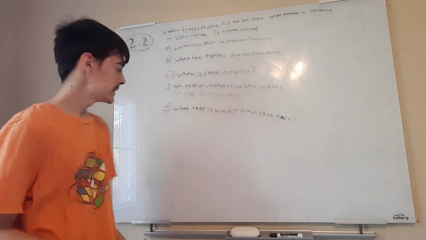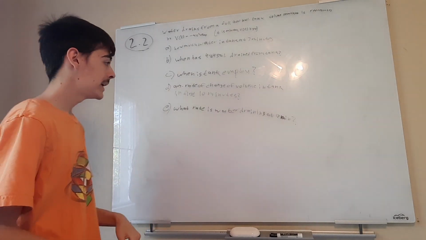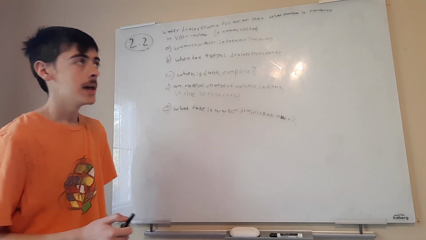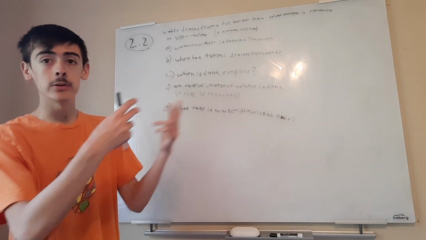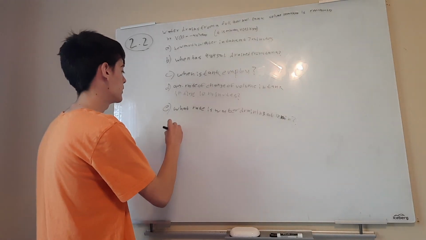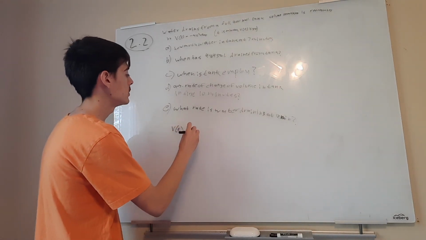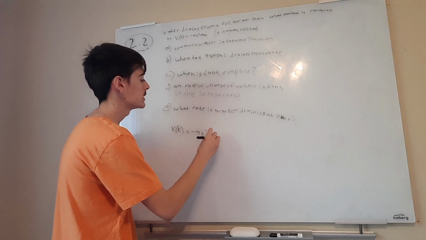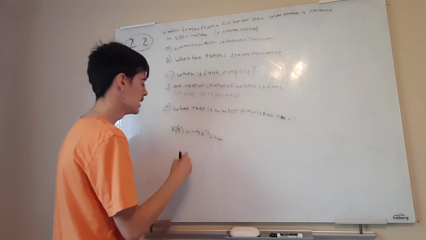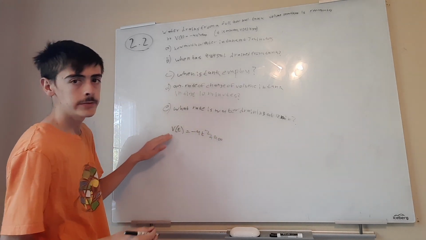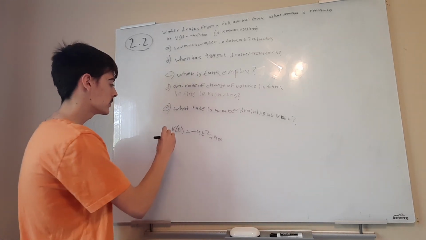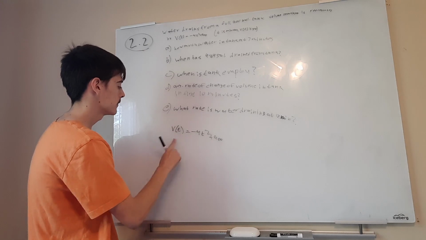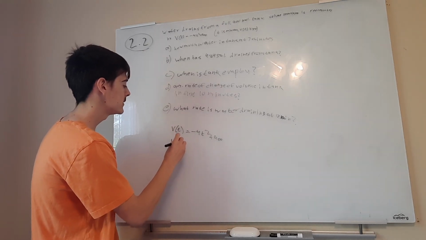Okay, last but not least, we have part E. What rate is the water draining at 12 minutes? Now, if we're looking for a rate, that just means take the derivative of your main function. So, our main function is v of t equals negative 4t squared plus 900. Take the derivative. Remember, this v of t does not represent velocity, so we're just going to write it as v prime of t.